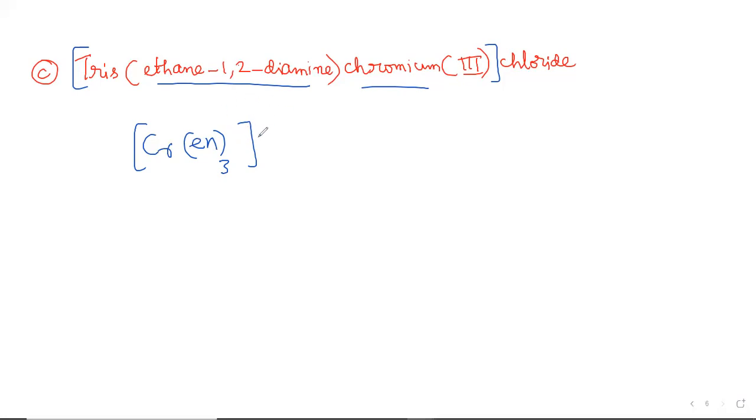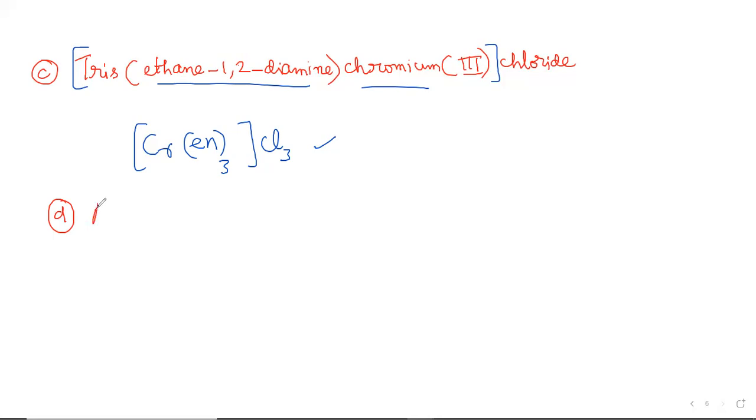So to fulfill the oxidation state, we should write 3 chlorides outside to get a clear formula of this complex compound. Okay. So this is the formula for this C question. Next we'll see the D question.